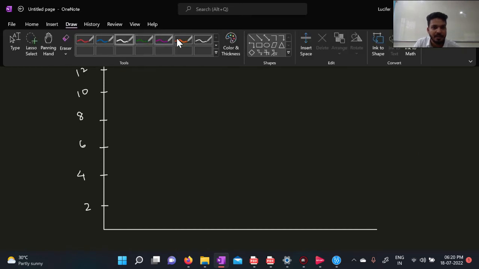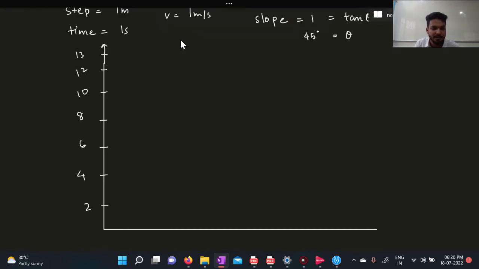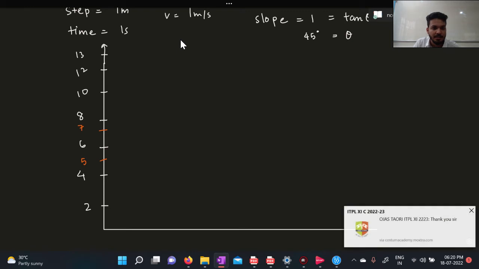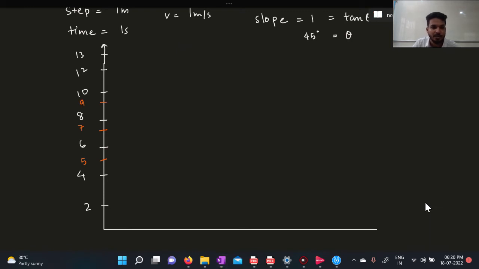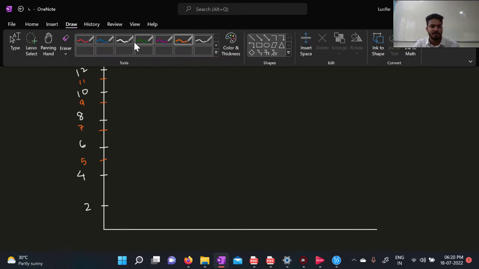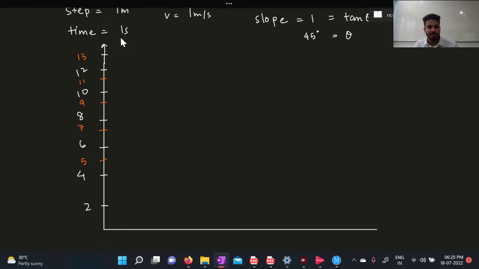Let's put the in-between values with the orange marker. This is 5, this is 7, this is going to be 9, this is 11, and 13 should be in orange actually. Okay, 13 is in orange. The reason I use different colors is just because I don't want you to get confused.